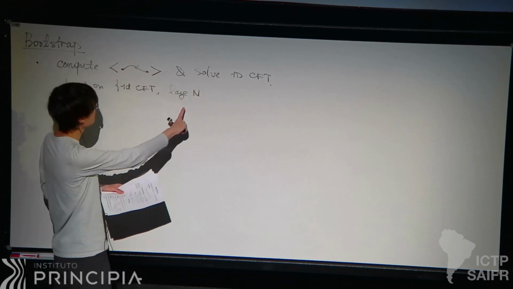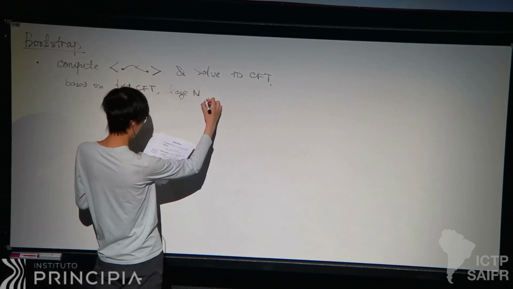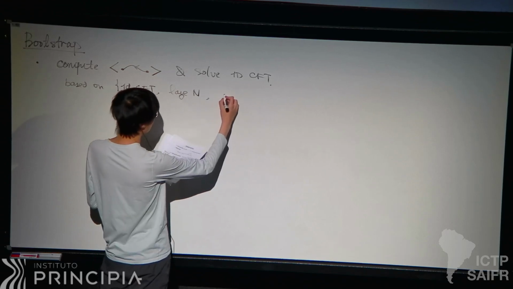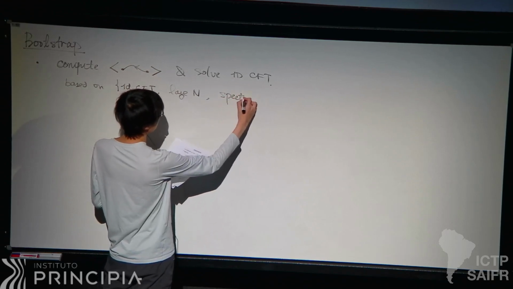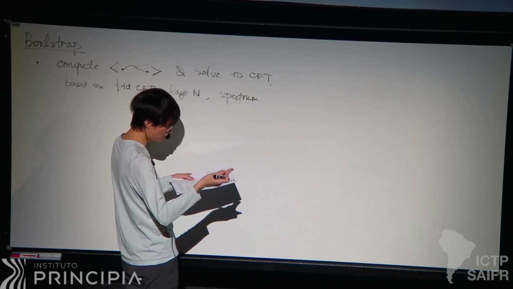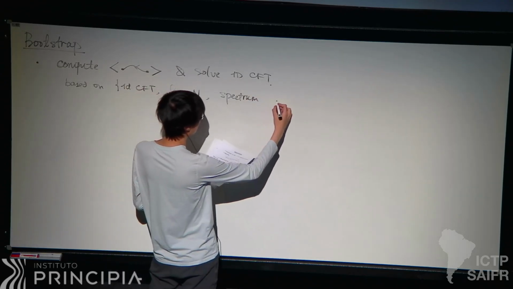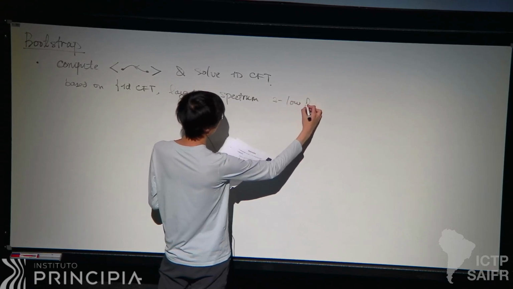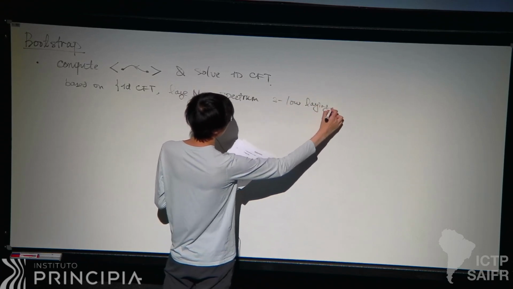Is this visible, or should I change it? And the third one is the spectrum. We have to put in some spectrum of the lowest-lying operators, like the lowest dimension operators. And you will see in a moment I need the two lowest-lying operators in the spectrum.